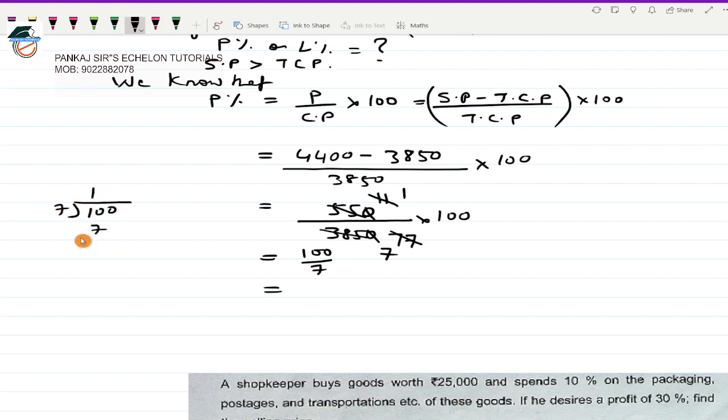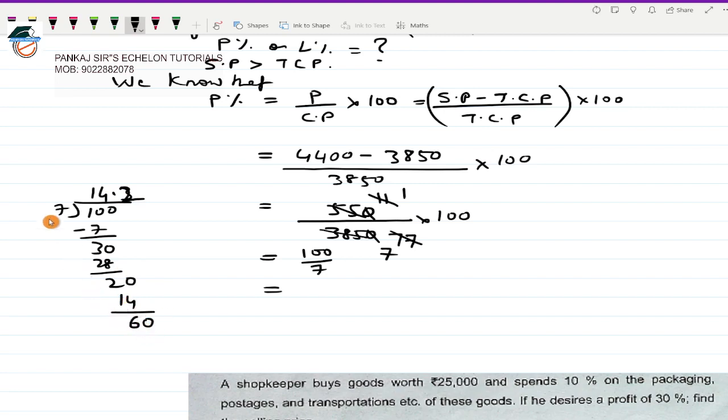7 ones are 7. 3. Take down 0. 7 5s are 35. 7 4s are 28. Take down 2. And now put a decimal point and take 0. Now 7 4s are 28. 7 3s are again 21. So 7 3 will also not go. 7 2s are 14, and you'll get a 6 over here.